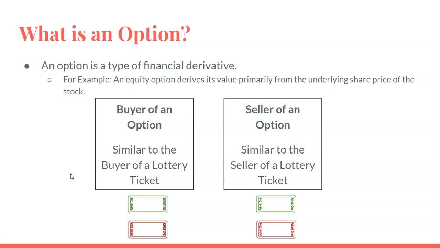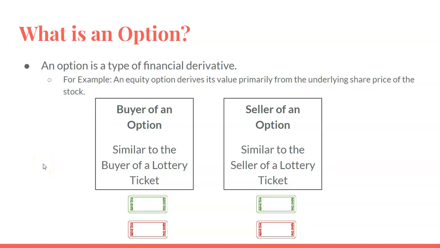Okay, so let's start out with what exactly is an option. Getting into the more financial jargon, an option is what's called a financial derivative. It's a derivative because the option itself derives its value from the movements of the underlying asset. In the case that we're going to go into today, the underlying asset is a stock. For example, an equity option derives its value primarily from the underlying share price of the stock.